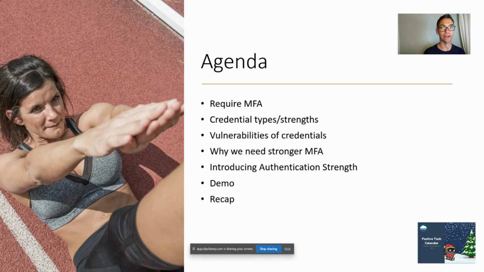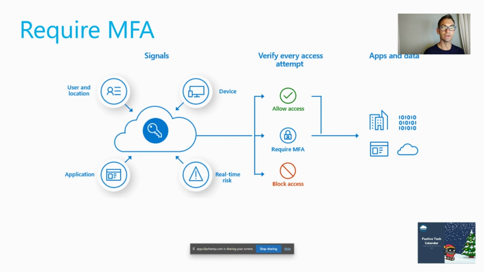Now, let's get into what we're going to do today. So today we're going to look at how we generally require MFA, multi-factor authentication, and then we'll look at the different types of credentials that we can use as an MFA and the strengths associated with those credentials. And we'll look at some of the vulnerabilities of those credentials and why we need to have stronger MFA. And then I'll introduce authentication strengths and give you a quick demo. And then recap.